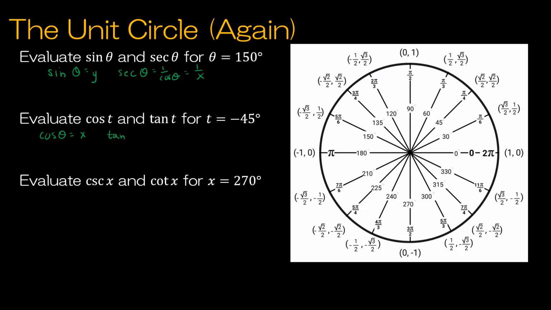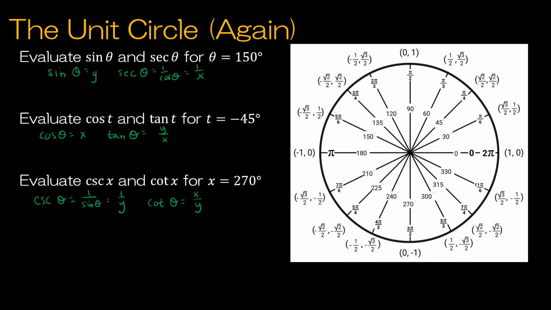Tangent theta is sine divided by cosine, so y divided by x. Cosecant of theta is 1 divided by sine of theta, so this is 1 divided by y. And cotangent theta is the reciprocal of tangent, so it's x divided by y. So now let's take a look at our questions.